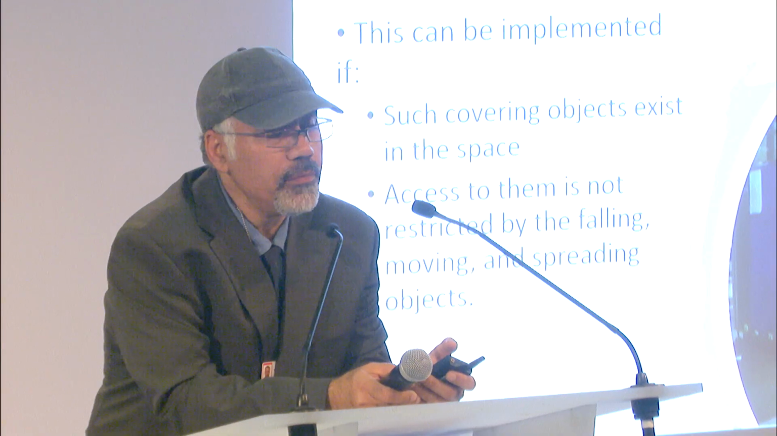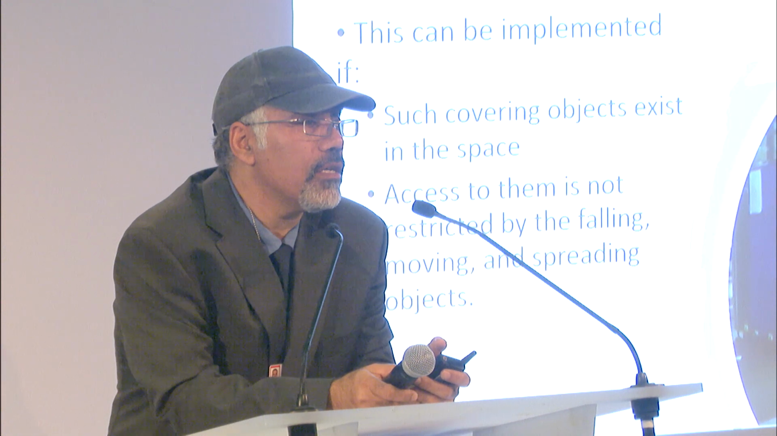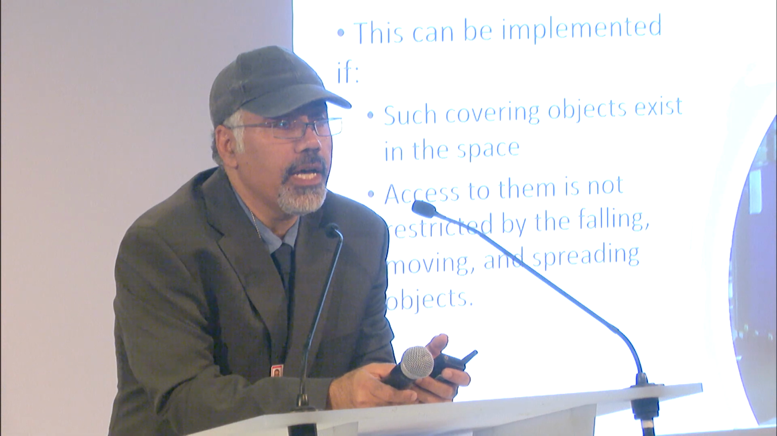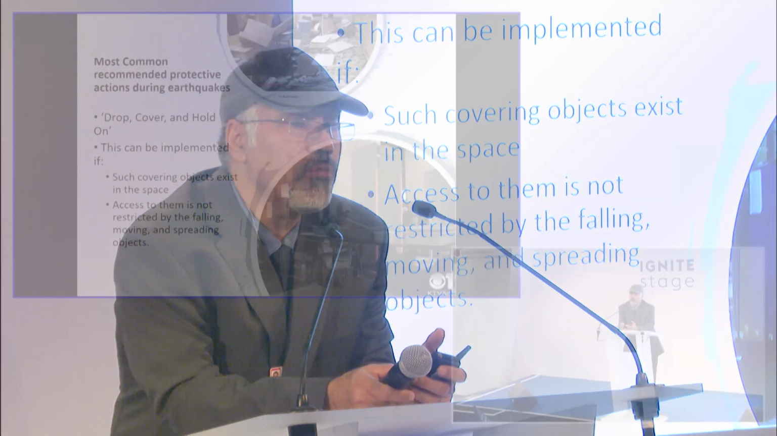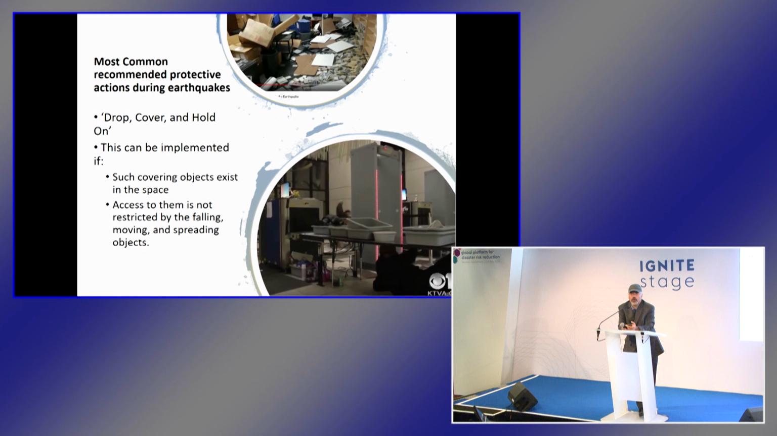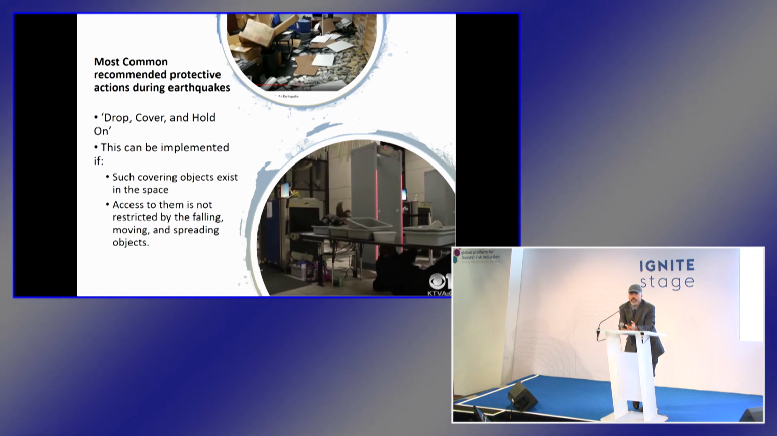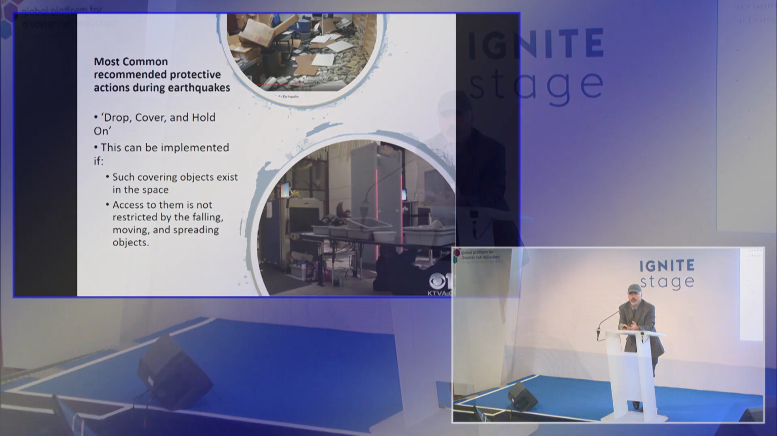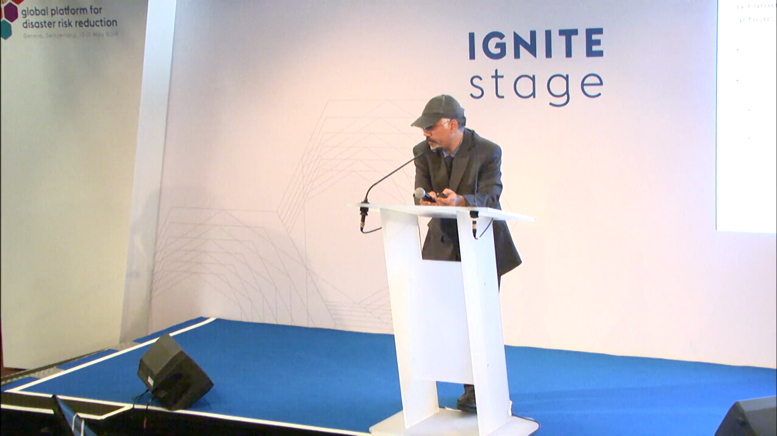Adding to that, we also know there are common protection measures provided by government agencies to advise people what to do during an earthquake. One common one is drop and cover, usually under a table or desk. This is very helpful, but it is going to be effective, first of all, if such an object exists in the room or space. Secondly, if there is no restriction in terms of access to them. Most often this happens during the earthquake because of objects falling and moving.